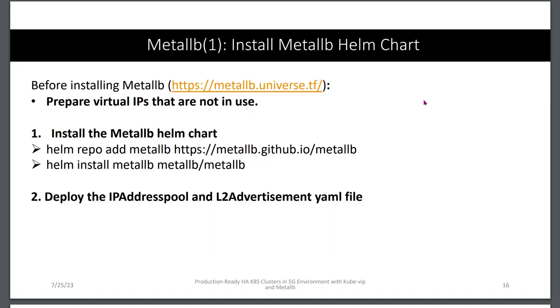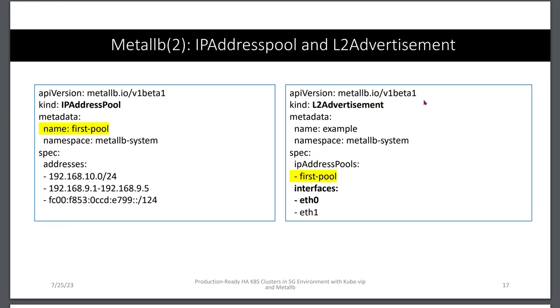Okay. And the second one is called Metallb. So for Metallb, first we go and install the Helm chart. Helm charts are just a group of YAML files, and then you just apply them directly. After you do that, there are two CRD API objects you need to think about. The first one is called IP address pool, and the second is called L2 advertisement. And these are the only two you actually need to do high availability virtual IPs.